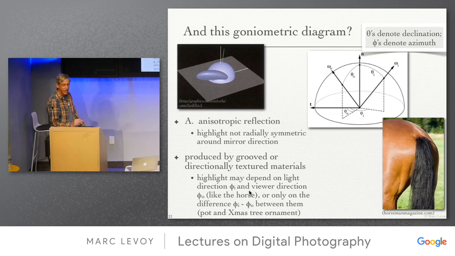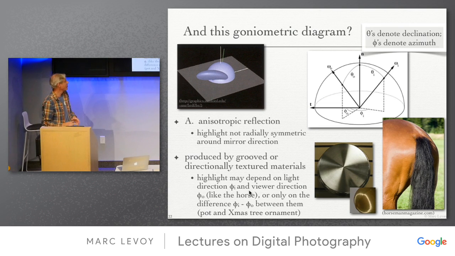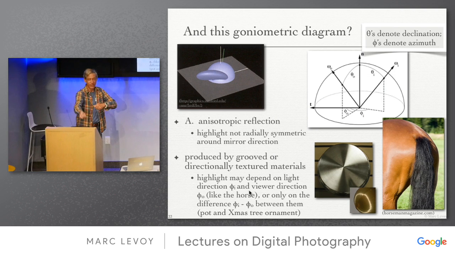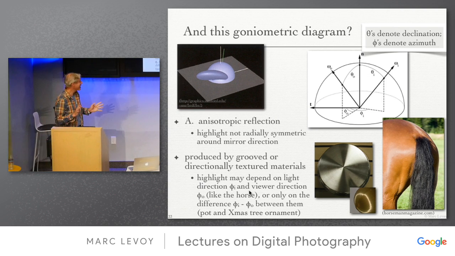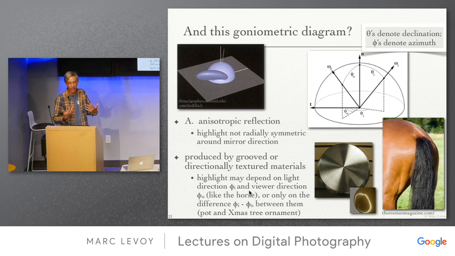okay. Or it may depend just on the difference between the two azimuthal angles, as in something that's circularly symmetric, like the bottom of a frying pan. If I take that pan and I move it around like this, nothing changes. If I took the horse and did that, it would kick me, but other than that, it would change, because it has to do with the texture of the hairs on the horse.